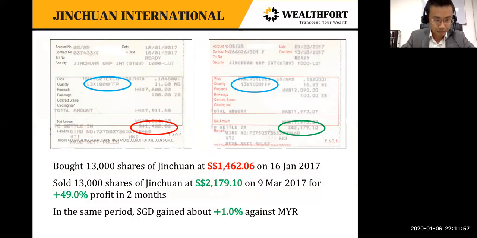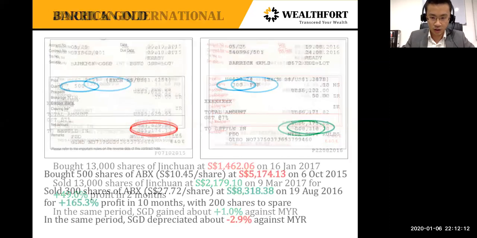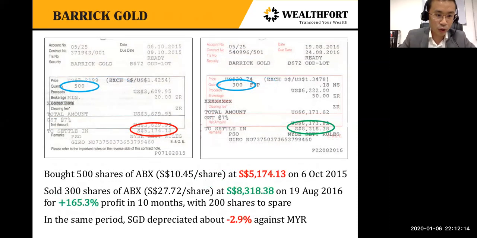So in January 2017, we bought 30,000 shares of Jinchuan for 1,400 Sing dollars, and then we made 49% profit in 2 months. In the same period, the Sing dollar also appreciated 1% against the Malaysian ringgit. So in October 2015, we bought 500 shares of ABX, and then we sold it in August 2016 for 165% profit in 10 months with an additional 200 shares to spare.